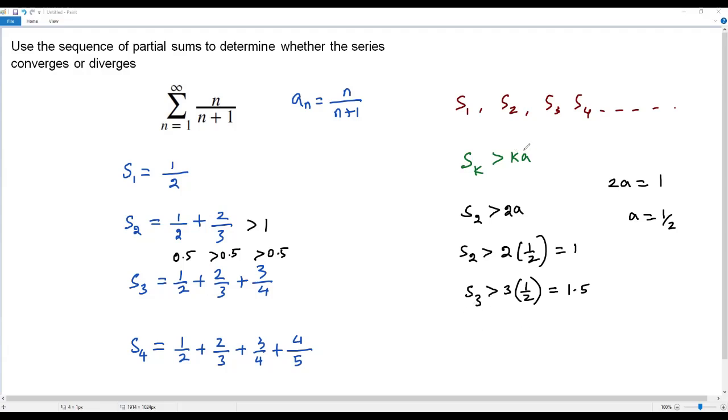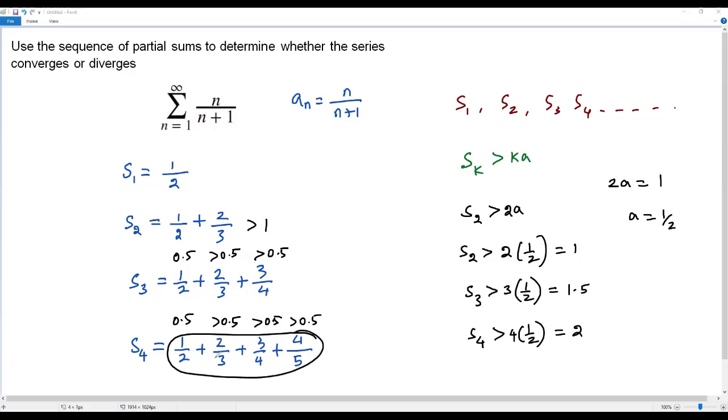Now let's verify this inequality for the fourth partial sum. S4 greater than 4 times the value of a, which is 1/2. So 4 times 1/2 is just 2. That is, the value of S4 has to be greater than 2. Let's evaluate the value of the fourth partial sum. We know that the value of 1/2 is 0.5 and the value of 2/3 is greater than 0.5. The value of 3/4 is also greater than 0.5, and the fourth term is also greater than 0.5. So when I add four 0.5s, I'm getting 2. But three of the values are greater than 0.5. So the sum of all four terms, the fourth partial sum, has to be greater than 2. So the fourth partial sum also satisfies the inequality.